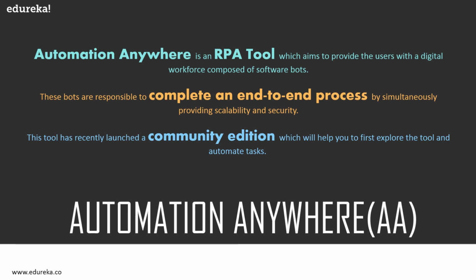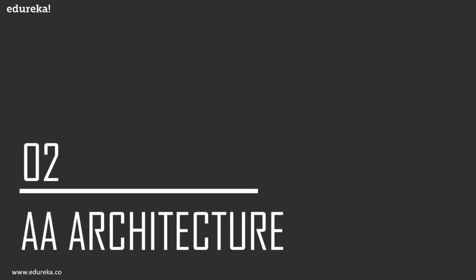So that was about Automation Anywhere in short. If you want to know about Automation Anywhere in depth, you can refer to my session on Automation Anywhere examples or what is Automation Anywhere, where I've spoken about Automation Anywhere in depth, right? But since this session is on Control Room, let's focus on Control Room more. So before I talk about Control Room, let me take you through the architecture of Automation Anywhere.